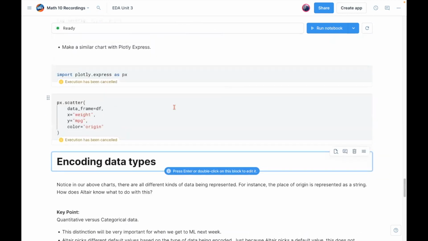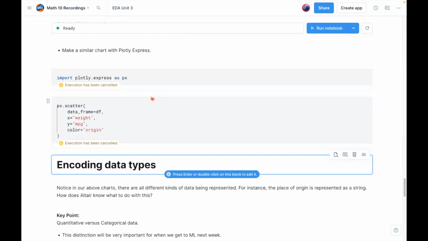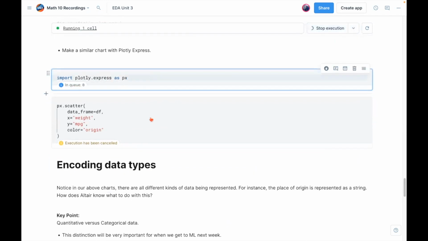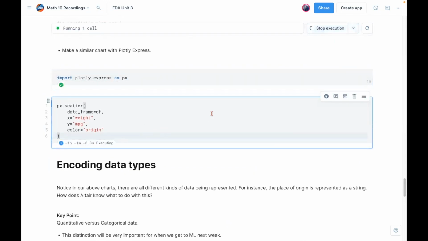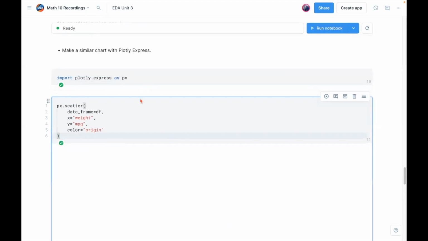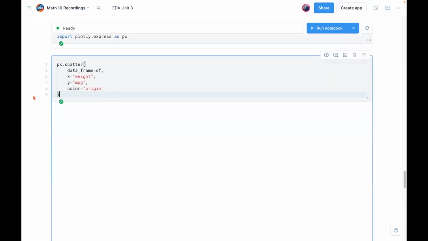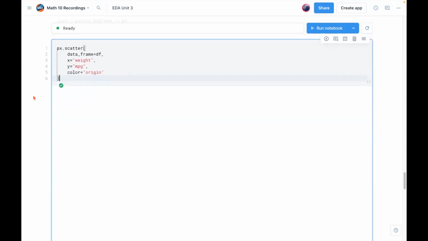Sorry, the Deepnote notebook is starting up, so that's why this is going on. Let me just run these two cells. Oops, this is not going to run because I don't have our data frame. Oh, no, it did. Okay, good. So we'll wait for this to output.